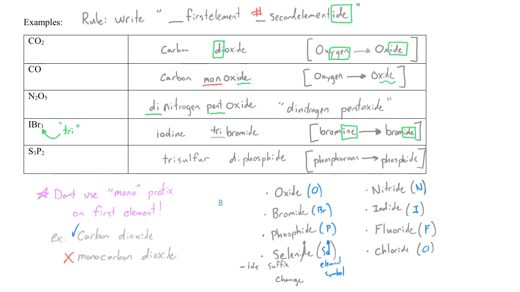So now we've learned how to identify and name molecular compounds. Molecular compounds have all nonmetals, and we name them by writing down the name of the first element, followed by the name of the second element with an IDE suffix, and of course we use Latin prefixes to indicate, in each case, how many atoms there are. In the next lesson, we're going to learn about how to name ionic compounds.